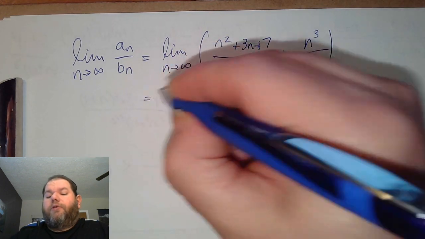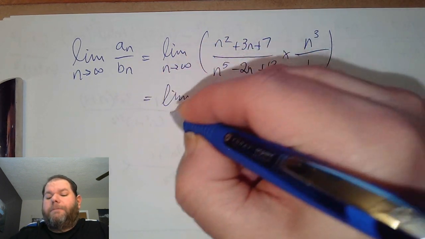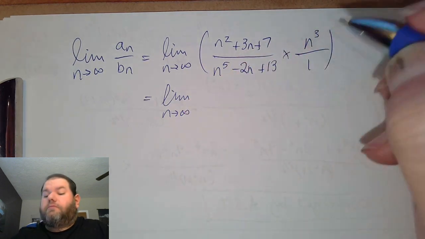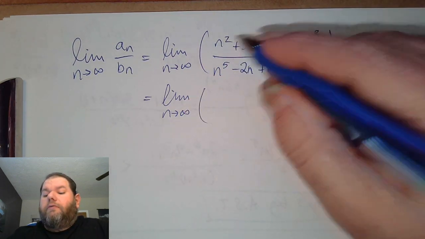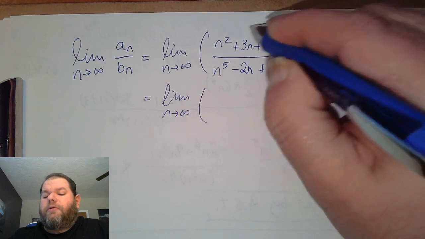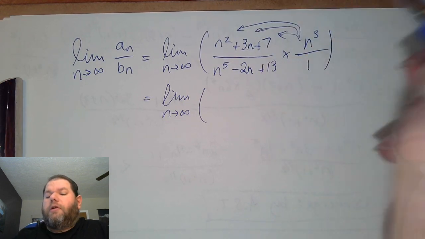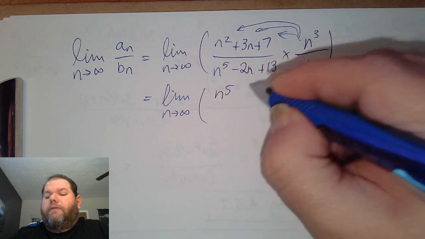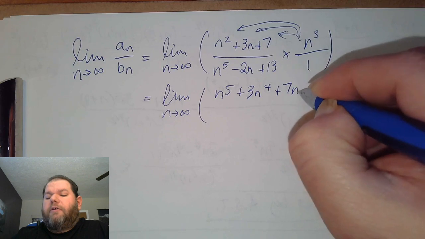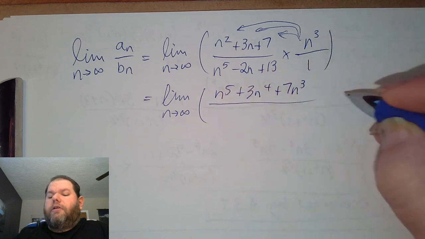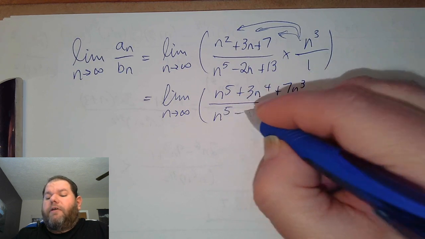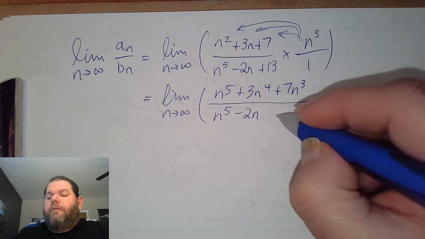And so we'll go ahead and multiply those. So that distributes the n cubed on the numerator. So it'll be n to the 5 plus 3n to the 4 plus 7n to the third. And on the bottom, multiplying by 1 doesn't change anything, so it's n to the 5 minus 2n plus 13.